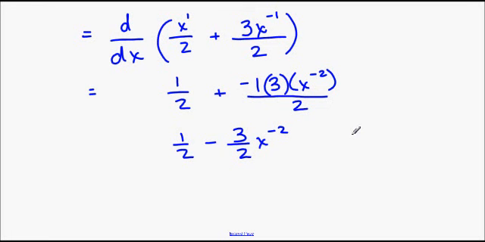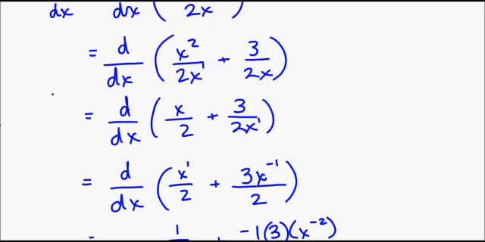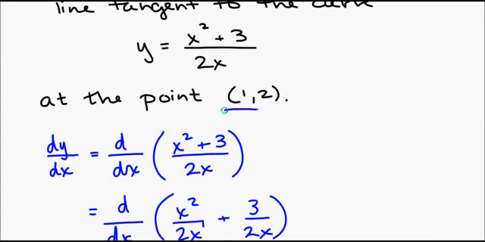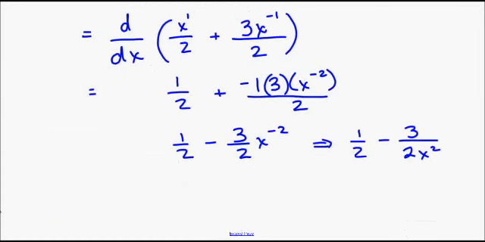You could also write this as 1/2 minus 3 over 2x squared. Okay, and this would be the same thing. I'm just going to leave this like this for now, though. Okay, so now I know that we are at this point here, 1, 2. So I'm going to find the slope at that point specifically.